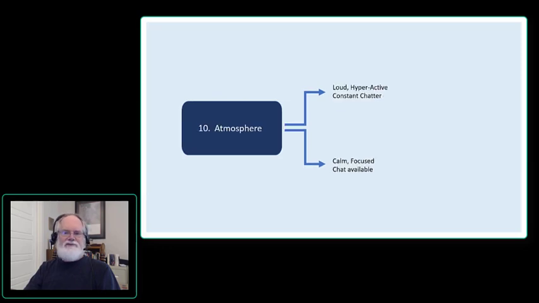And then the atmosphere, which is a big one also. Personally, I can't stand being in a chat room where somebody's yelling and barking at me the whole time, okay, or they're over hyper. But loud, hyperactive, constant chatter is one type of atmosphere. Perhaps you like that energy. Others prefer calm, focused, where chat is available, but there's more quiet than there is noise.